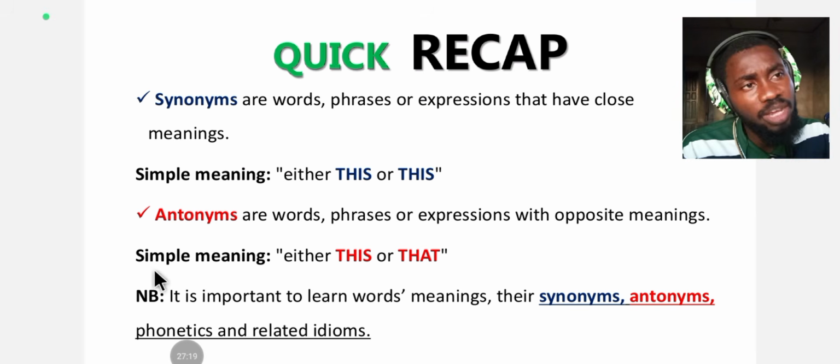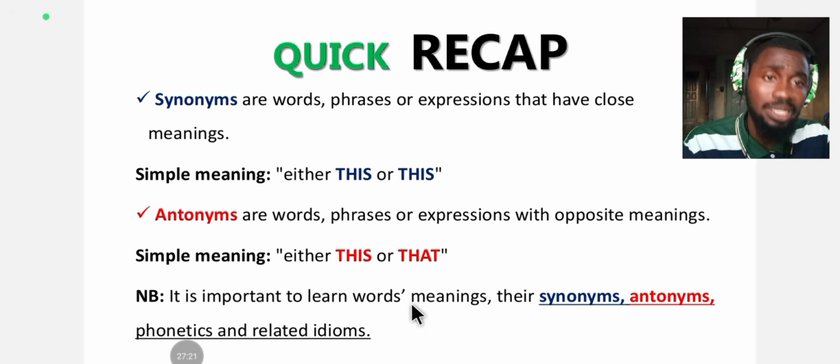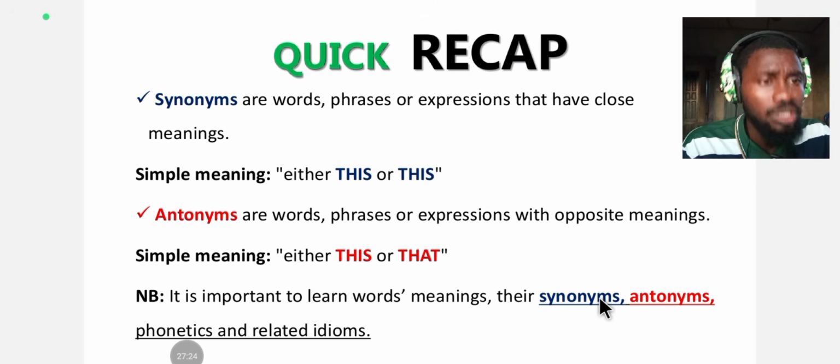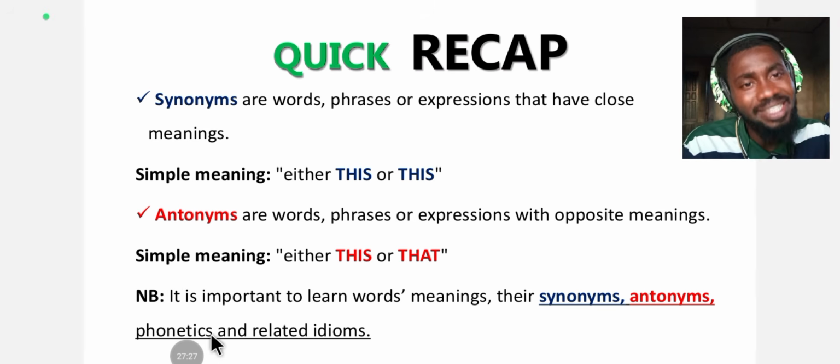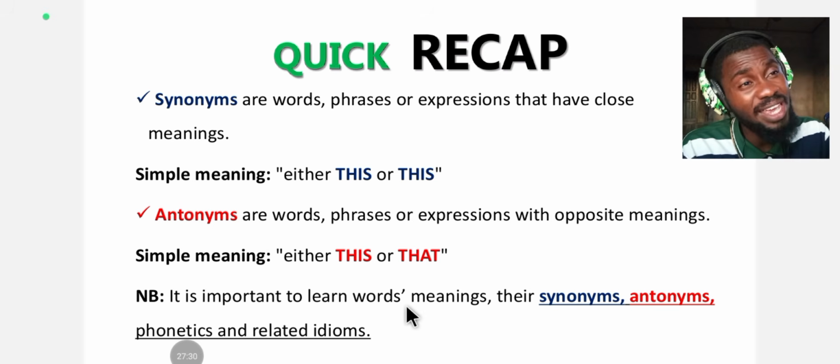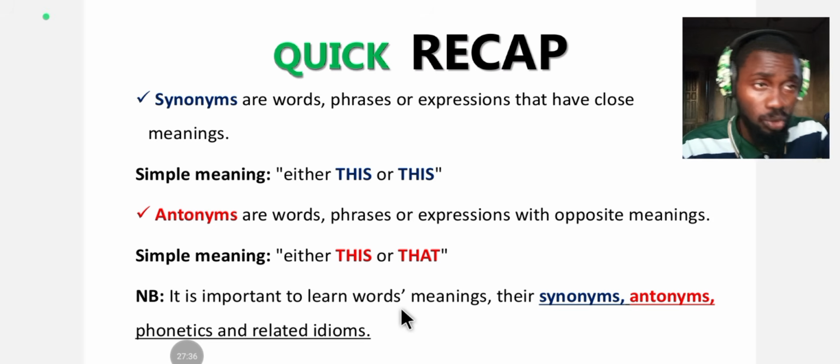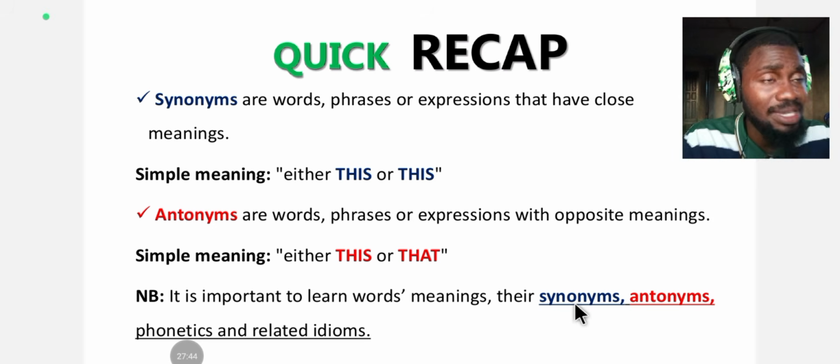Note something very important here. It is important to learn words' meanings, their synonyms, antonyms, phonetics, and related idioms, because they help you to answer questions pertaining to synonyms and antonyms in an exam condition. They also help you to predict the answer when you are out of ideas in an exam condition.